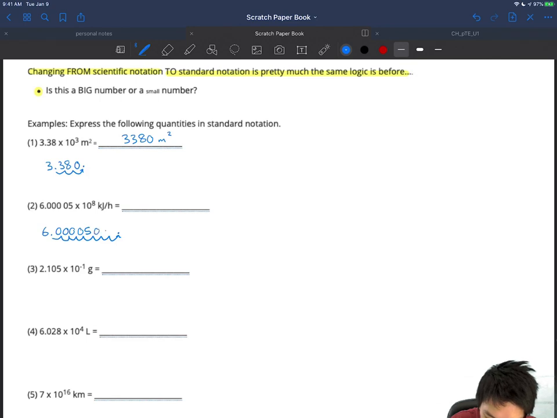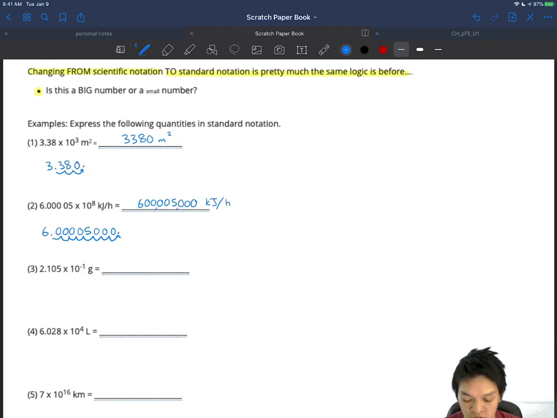and every time I have a little valley, I'm going to put a 0 right there. So I have 600005000, and now I can put my commas afterward. So I have 600,005,000 kilojoules per hour. This is just how much energy per time there is.